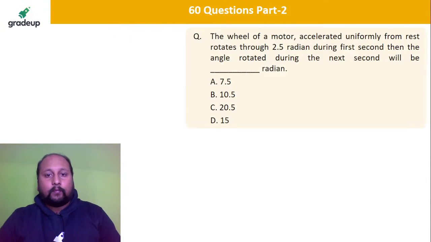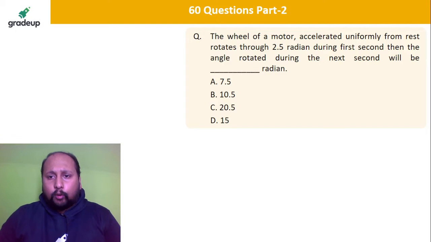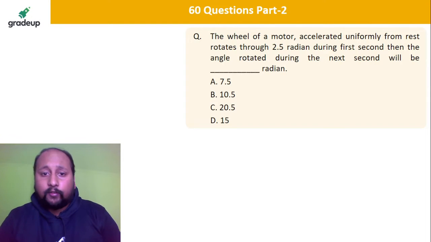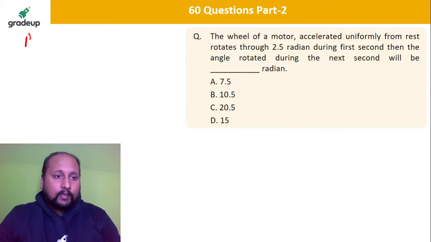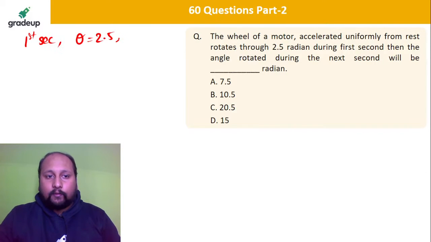Chalo, next. A wheel of a motor accelerated uniformly from rest rotates through 2.5 radian during the first second. So in the first second, theta is equal to 2.5 radian.